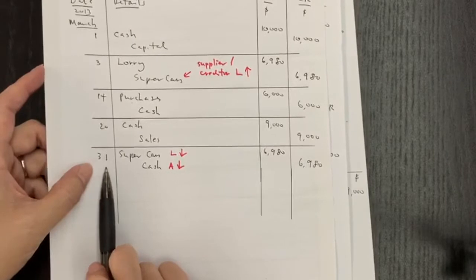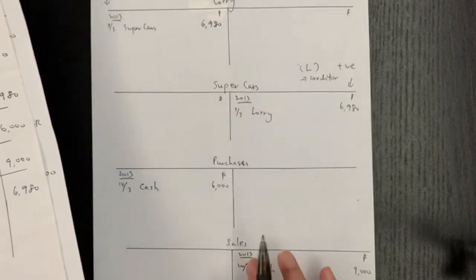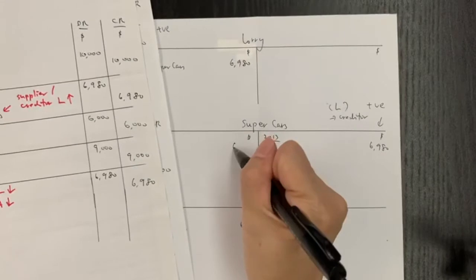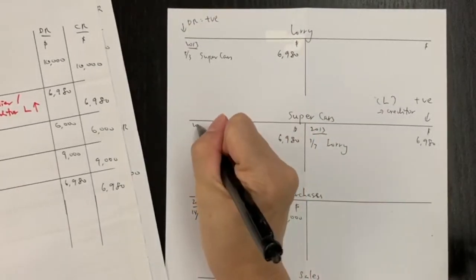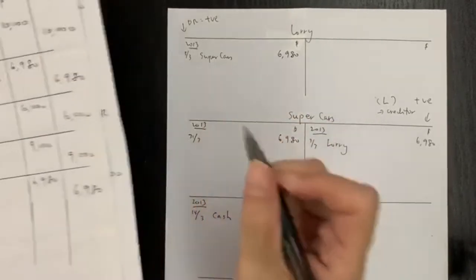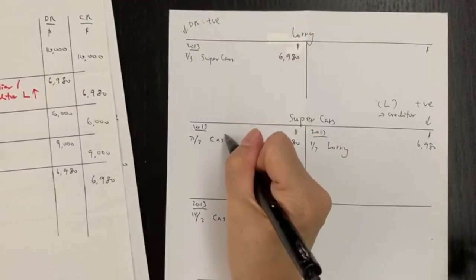Okay, 31st. Debit supercar. We already have supercar, so here is supercar. Debit means I put 6,980 on the debit side. The date is 2013, 30th March. What makes us debit supercar? Because of cash, so that I credit cash here.